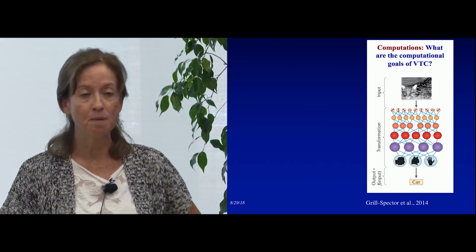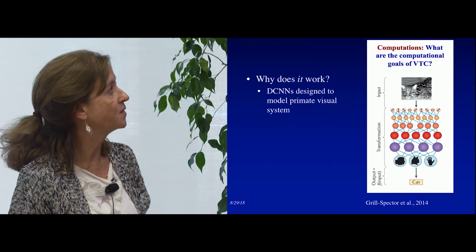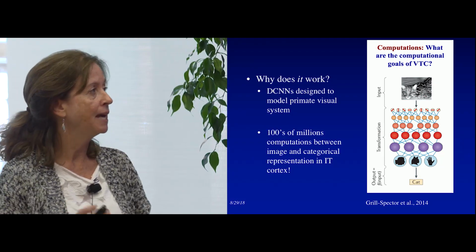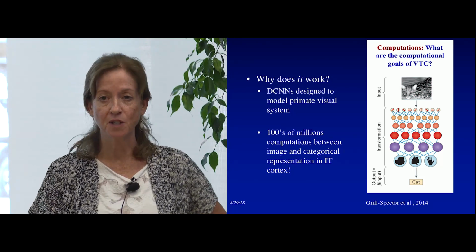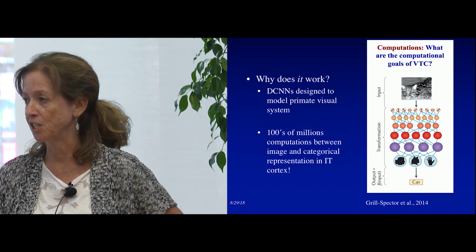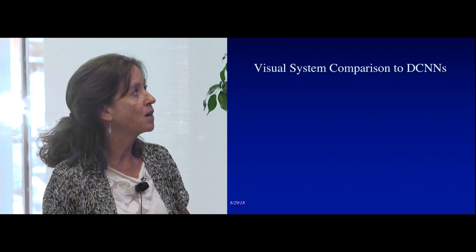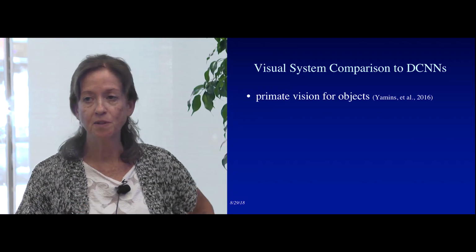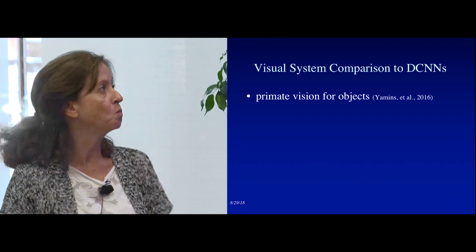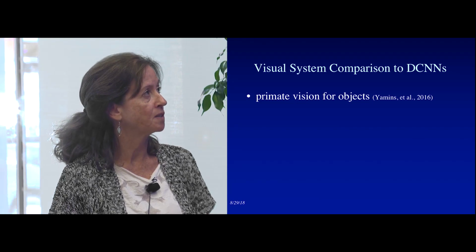But from Kalinit's paper here, why does this work either? We don't really understand that either. And DCNNs are designed to model the primate visual system. And in fact, there are hundreds of millions of nonlinear computations between the retinotopic image and the IT cortex representation that has some categorical structure to it. This is a digression slide here, just to mention that there has been good work done in comparing the primate visual system to DCNNs.